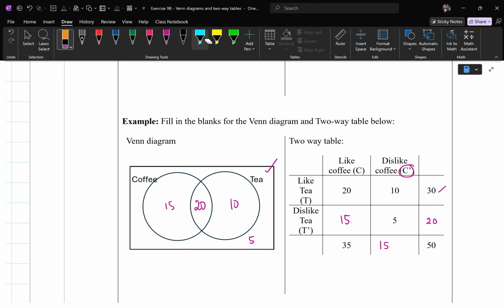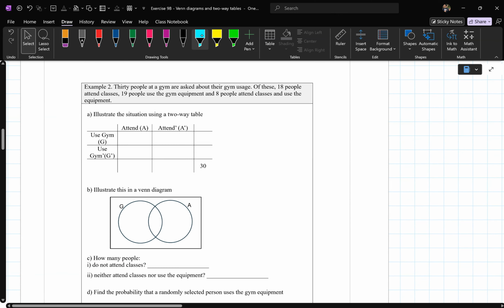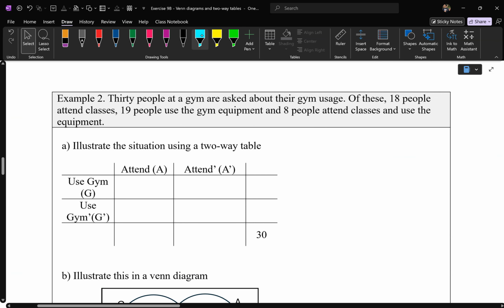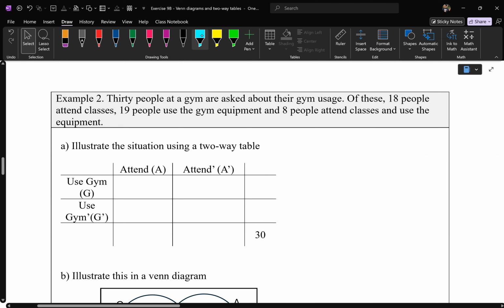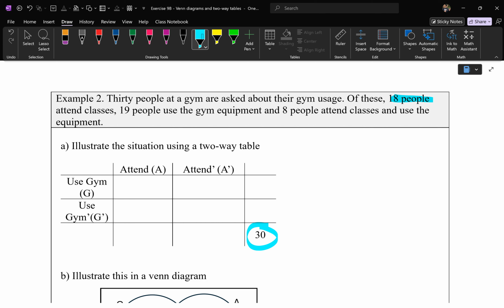Okay. So let's answer the questions now on the back. Let's pick this example here. Let's see if we can answer the questions here. So example 2, 30 people at a gym. There are 30 people at a gym who are asked about their gym usage. Of these, 18 of those people attend the classes, okay, and 19 people use the gym equipment. And then 8 people attend classes and use the gym equipment.